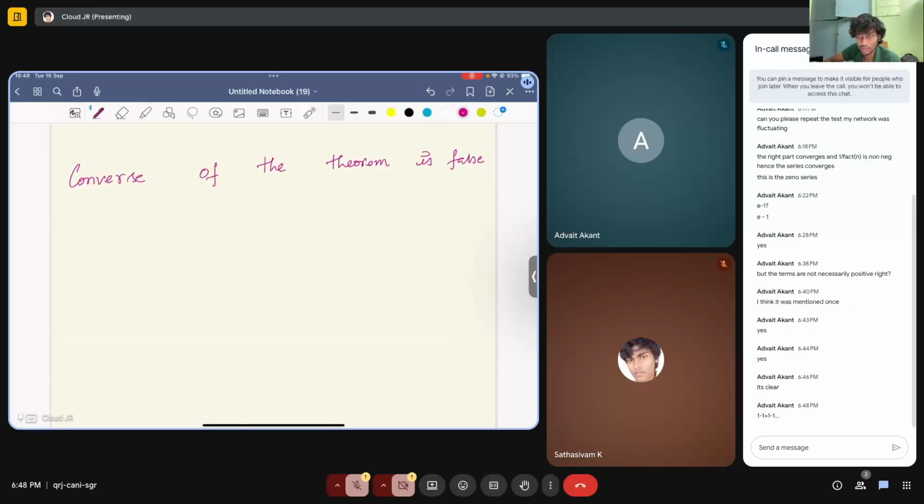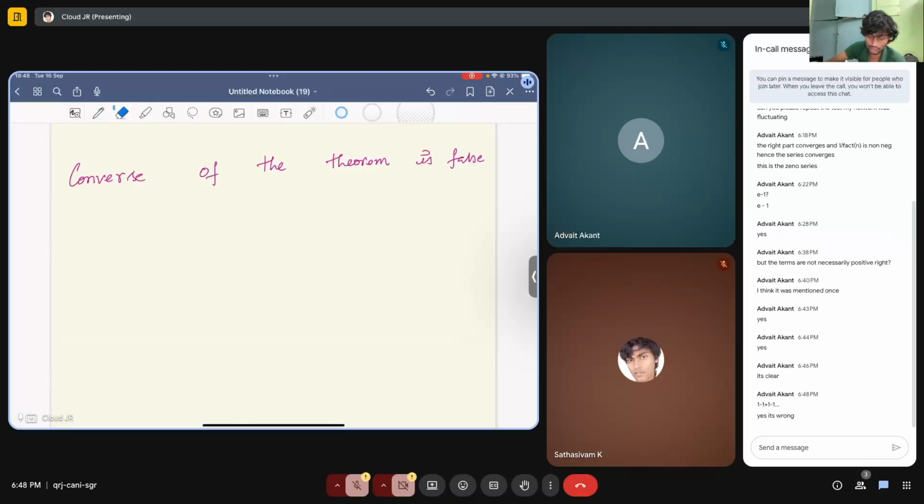1 minus 1, 1 minus 1. Is 1 minus 1, 1 minus 1 even convergent? If you look at the partial sums, they go like 0, 1, 0, 1, 0, 1, 0, 1. So it's not actually convergent. Yeah, that's wrong, but you're almost there. You take this one by n. We haven't given a tool to prove it is convergent yet.